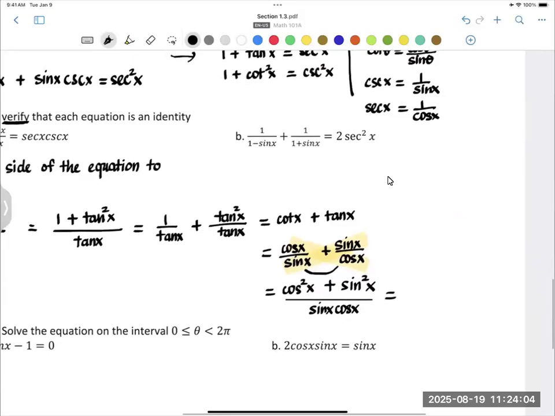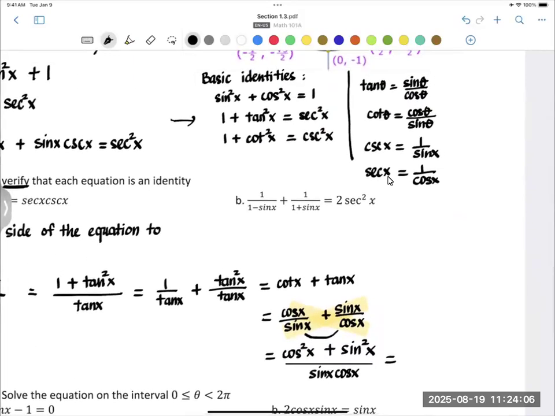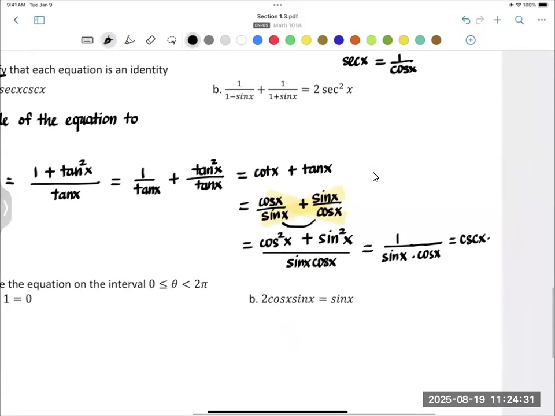Yes, we do see sine squared plus cosine squared is equal to what? Is equal to 1, right? So it's 1 over sine x times cosine x. It looks like we are getting there. What is 1 over sine x? 1 over sine x is cosecant x. And 1 over cosine x is secant x. So we're going to have cosecant x times secant x as the answer.